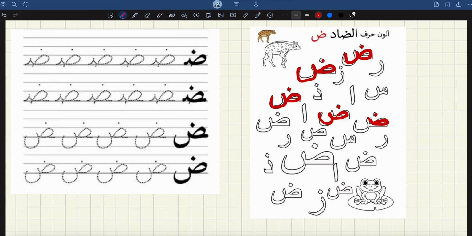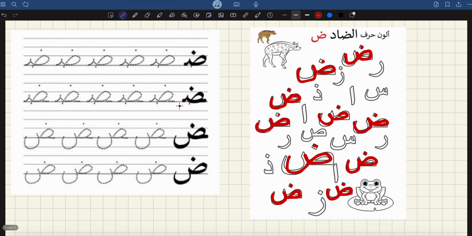It's easy for you, I think. And do not forget the dot above the letter. There is a dot above. This is صاد. This is ضاد. Okay. Very good. This was fast.